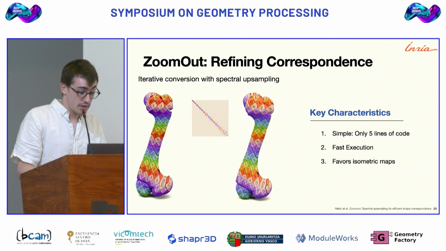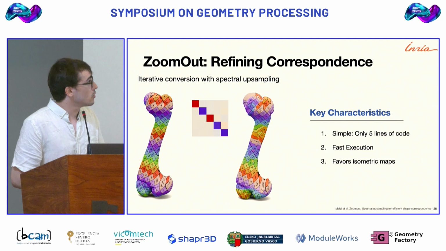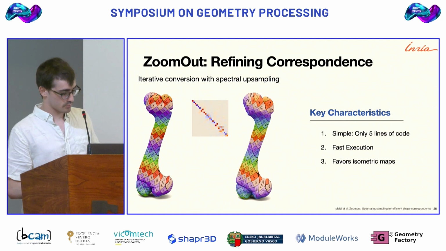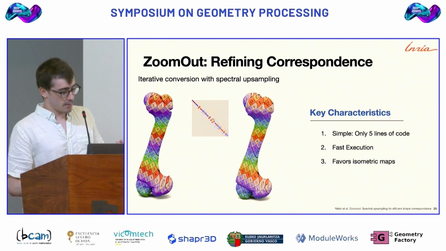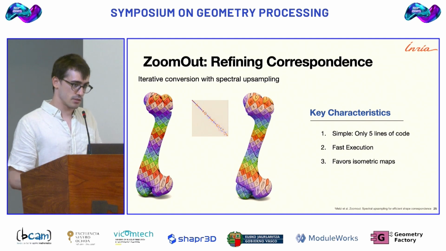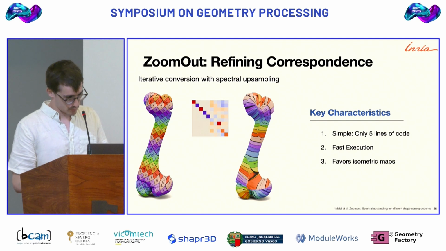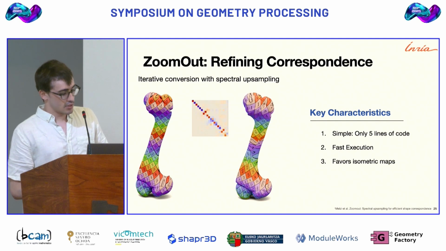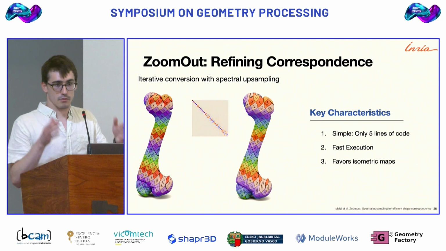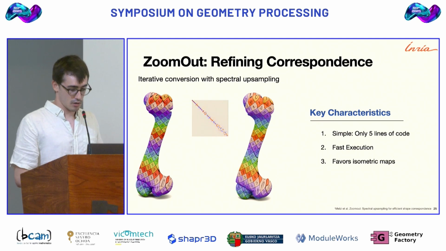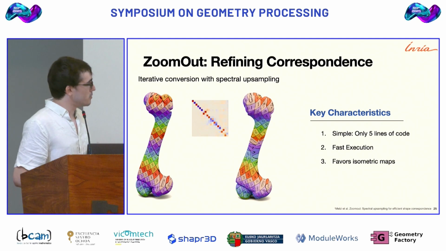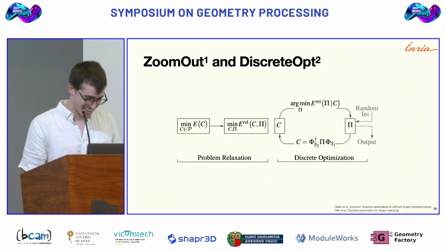And it favors isometric maps. So we're not looking specifically at orthogonal functional maps as in ICP, but what we're doing here is actually pushing towards these orthogonal functional maps. So the idea is to see the zoom out problem, just like the iterative closest point problem, as a big optimization problem where you do coordinate descent. So it's going to be a bit more of a tough, heavy slide.